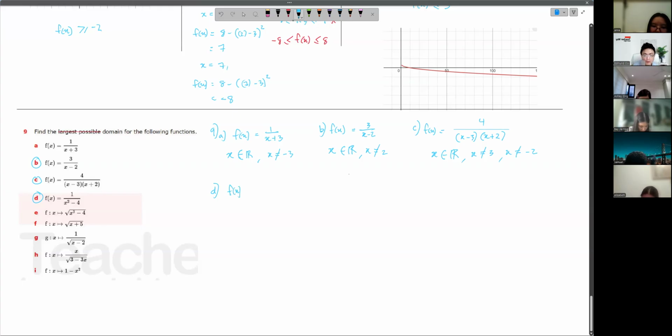So D, f(x) equals 1 over x squared minus 4. To make it easier to see, you can factorize this. I hope you still remember how to factorize. So this is x squared minus 2 squared, right? Then this is 1 over (x plus 2)(x minus 2). You just remember any a squared minus b squared is always equal to (a plus b)(a minus b). So I'm using this to do this. So what is the domain of x? x is still all real numbers, but x cannot be negative 2, x cannot be 2.